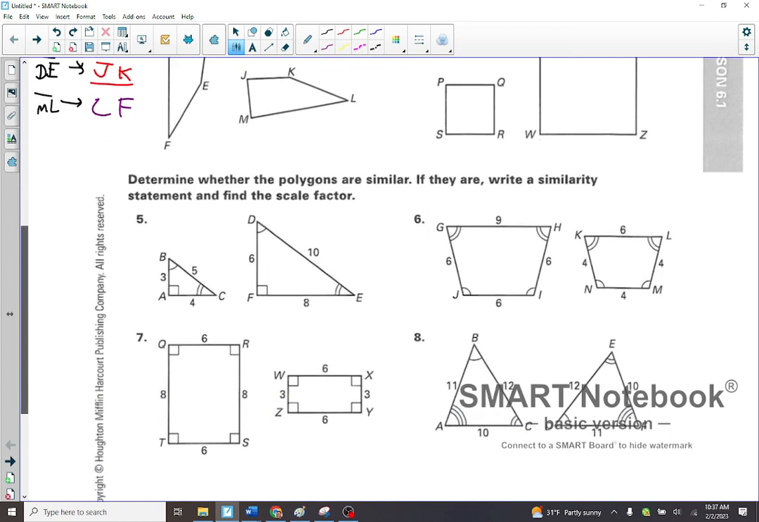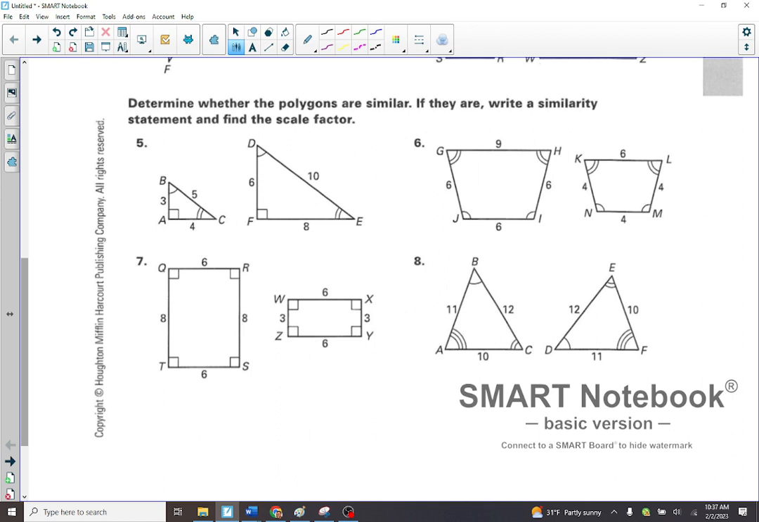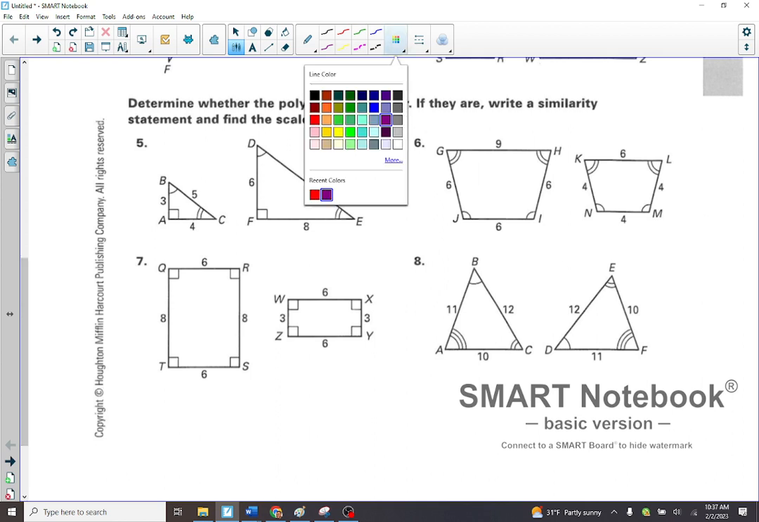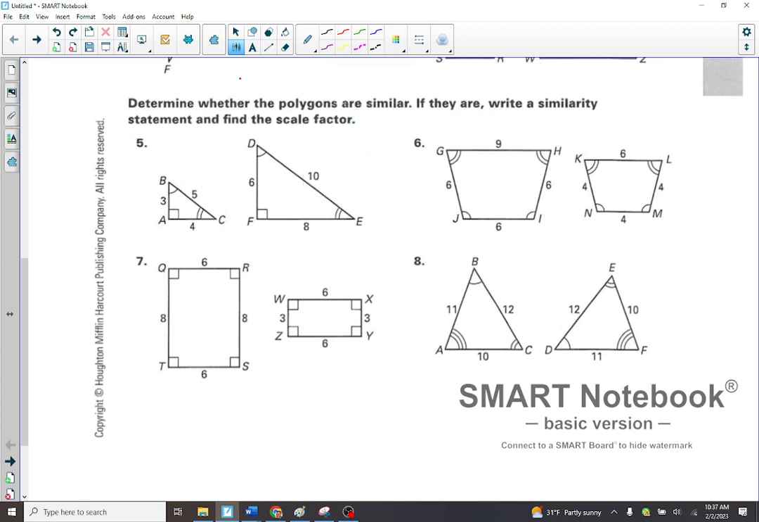All right, number 5 to 8. In this case, you have to figure out if they're similar. So if they're similar, that means the ratios should be all the same. So if I ask for the scale factor, that's the same thing as asking me what's the ratio. So in this case, let's just check if it's all equal.